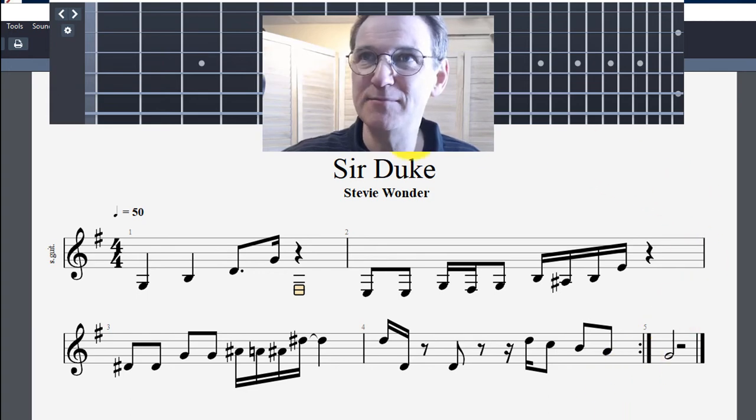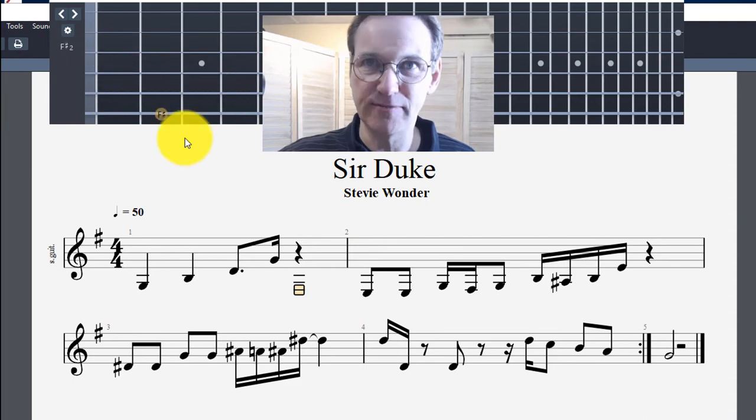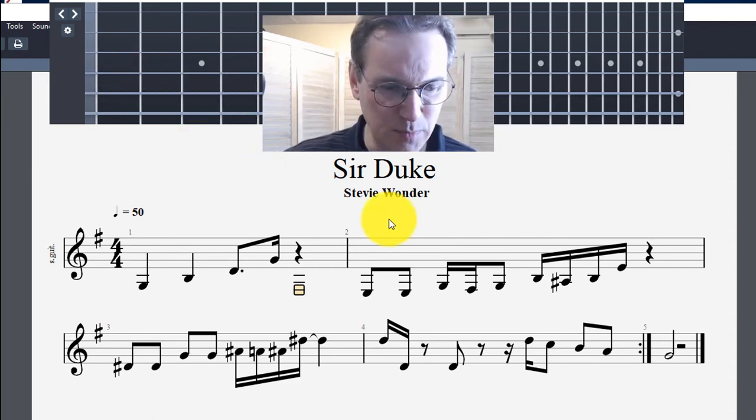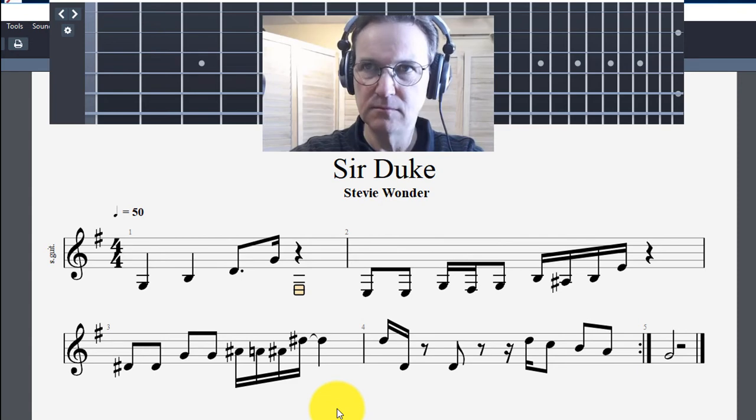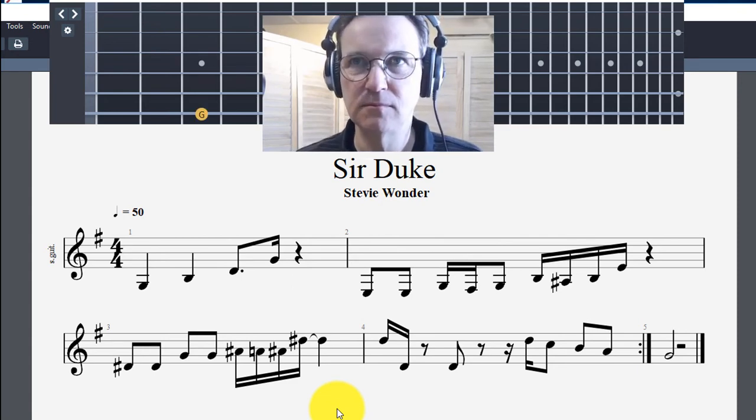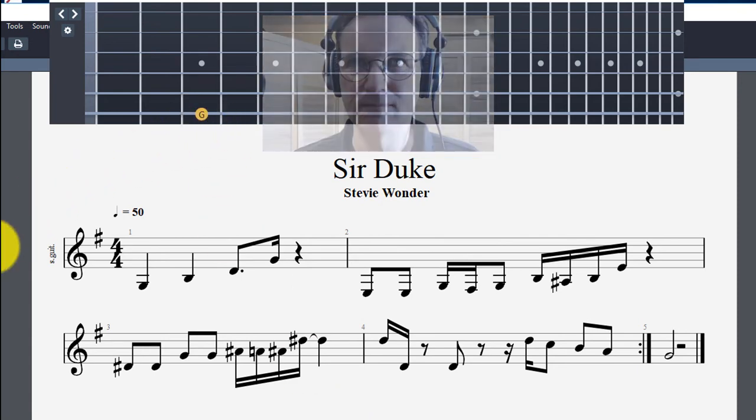What I've done is I've put the keyboard display up here. What it will do is show you the notes on the fretboard. So I'm going to play this at a speed of 50, starting on the G.